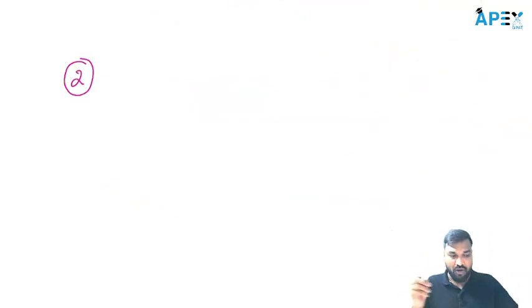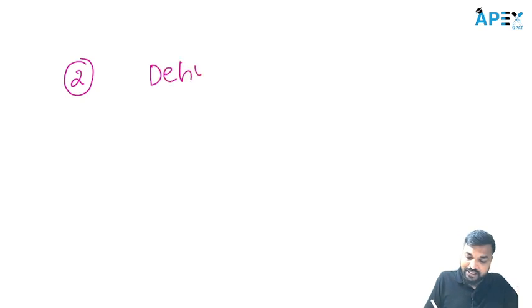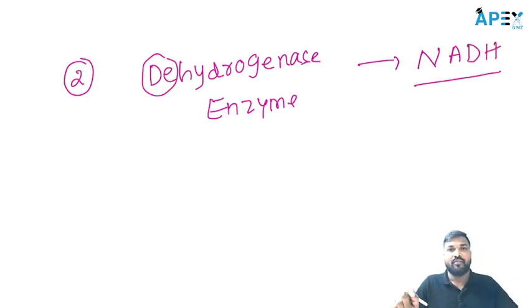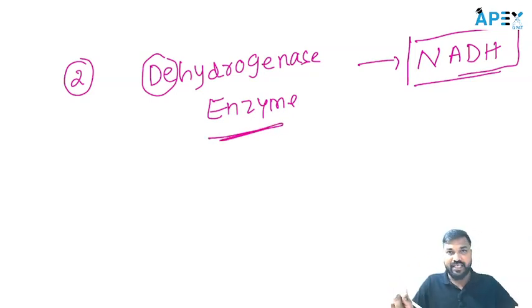Okay. The second enzyme I want to unlock is the dehydrogenase enzyme. The name itself tells us we are removing hydrogen. So when we remove the hydrogen, what are we producing here? NADH. So by looking at the dehydrogenase enzyme, you can understand NADH is being produced. In biochemistry, in any cycle, if you find a dehydrogenase enzyme, most of the time it produces NADH.